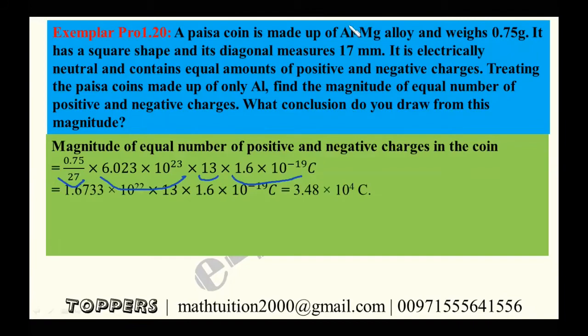So when you calculate, you will get the answer. This part is 1.6733 × 10⁻². Then you do this part, multiply by 13 into 1.6 × 10⁻¹⁹ coulomb. So finally, the final answer is 3.48 × 10⁴ coulomb. The total positive charge or negative charge present in one coin of 1 paise, which is made up of only aluminium, is 34.8 kilocoulomb.